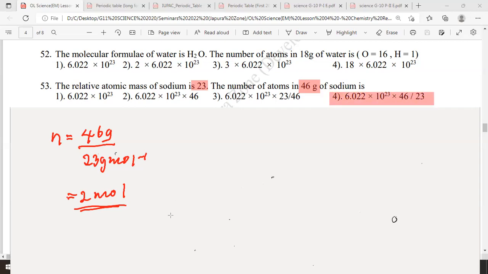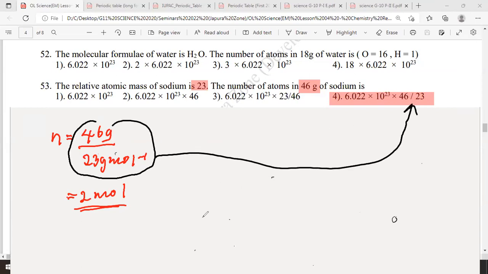Very good. Answer is fourth. How come fourth? Number of atoms equals moles into Avogadro constant. So no need to simplify there because they have given 46 over 23 in this form, 46 over 23 into Avogadro constant. So number of sodium atoms equals sodium atomic moles into Avogadro constant.